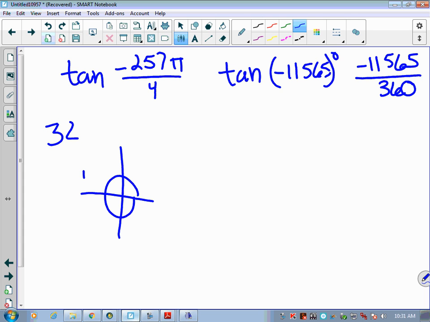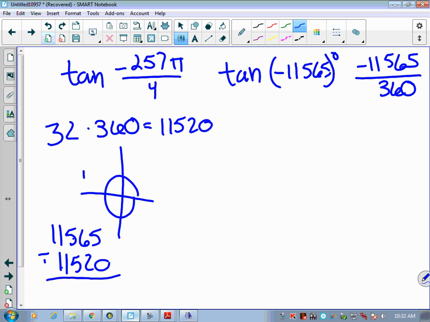What's really important to me is that 0.125 that's left. So I want to find out what that is. In order to do that, I'm going to take 32 times 360, which is 11,520 degrees. So if I want to find out what's left, I'm going to take 11,565 and subtract 11,520. And what I'm getting is a remaining 45 degrees. Do you follow me? Did I lose you? Okay, so that 0.125 represents a remaining 45 degrees.